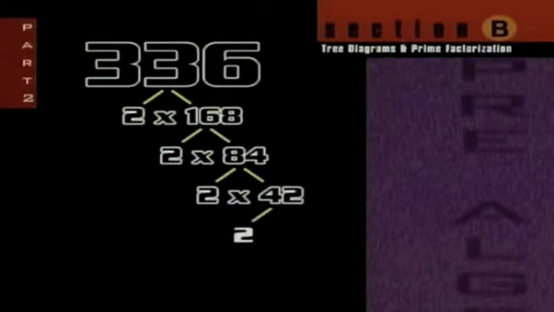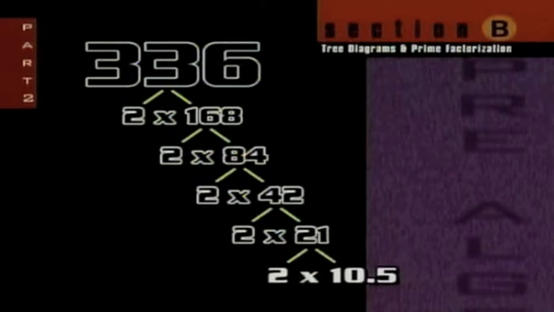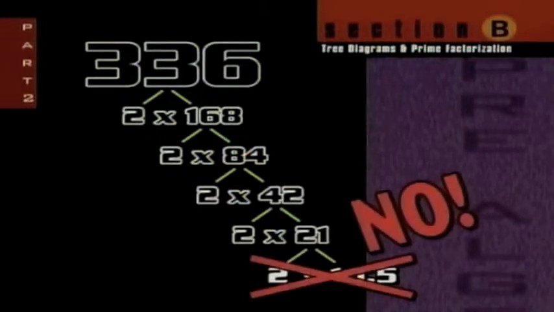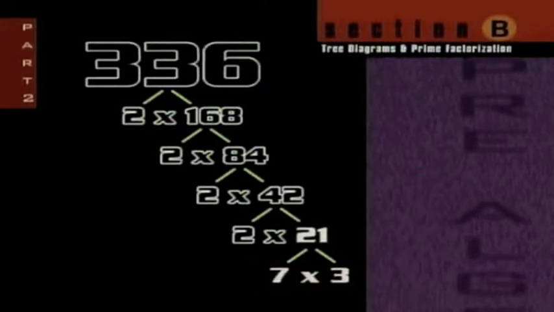42 can be broken into 2 times 21. Now, notice that 2 doesn't divide into 21 evenly, but we can still break 21 down into smaller numbers. We know that 7 times 3 equals 21, so we factor it by breaking it down to 7 times 3. Neither 7 nor 3 can be broken down any further because they're both prime numbers. That's good. It's what we want. But we're not done just yet.